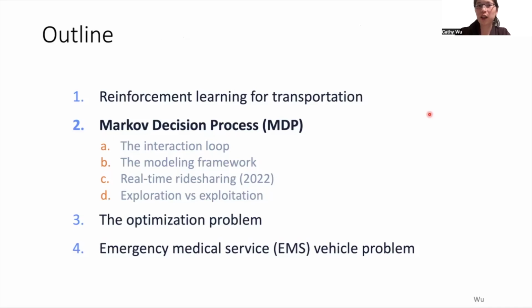So in this next part, I want to talk about the modeling framework, which is called Markov decision processes. We're going to talk about the interaction loop, the modeling framework, and then we'll also present the earlier ride-sharing example in this framework. And we'll also talk about some of the challenges that come up, for instance, exploration versus exploitation.